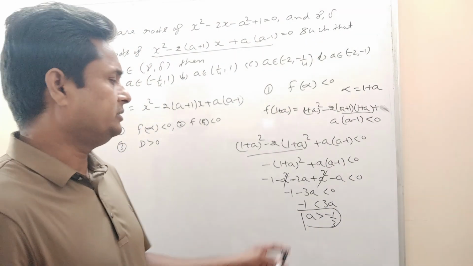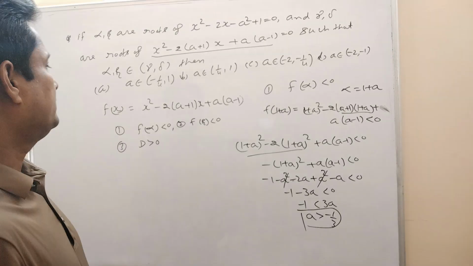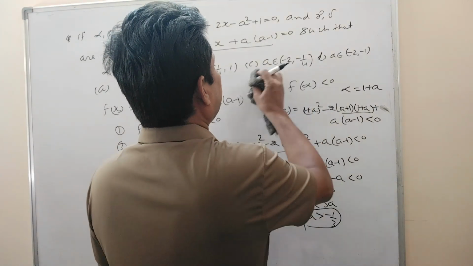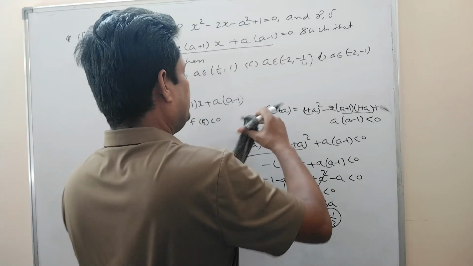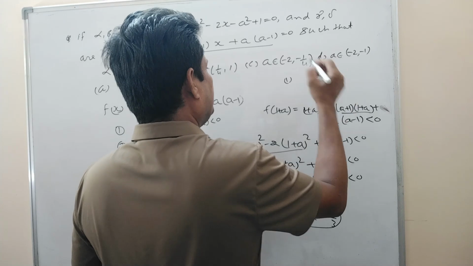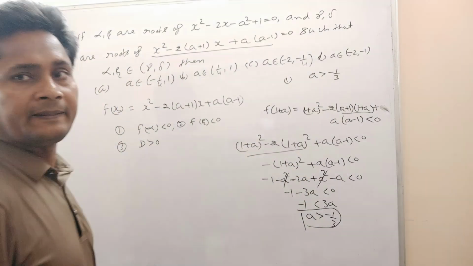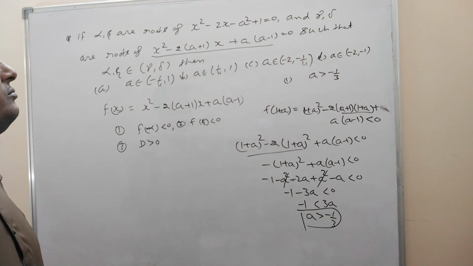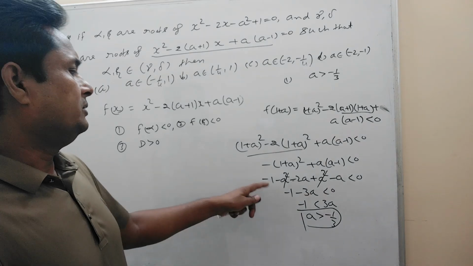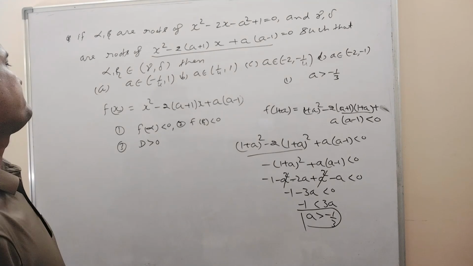So this is the first condition. This is the answer from first one. So I am writing this answer: answer from first one is a is greater than minus 1 by 3. Now solve the next one.